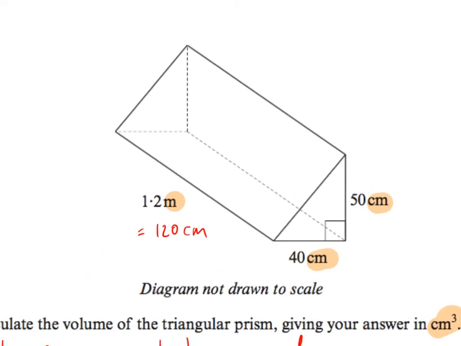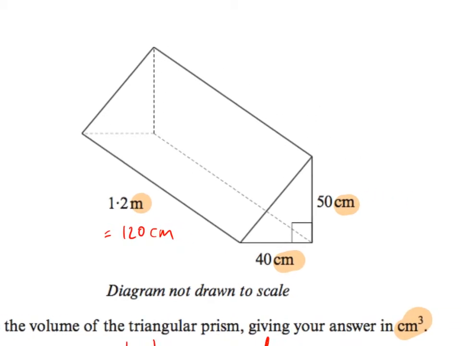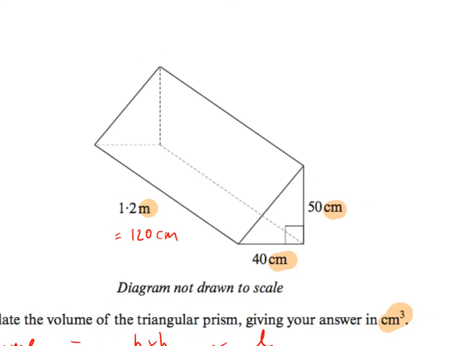The next question then says, calculate the volume of the triangular prism, giving your answer in centimetres cubed. Well, there's an even bigger reason to have it in centimetres then. It says in the question what's in centimetres cubed. Okay? So everything in centimetres first. So we've done that. Now, and I'm recording again now.